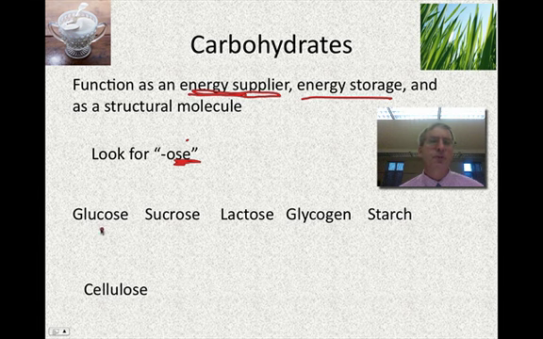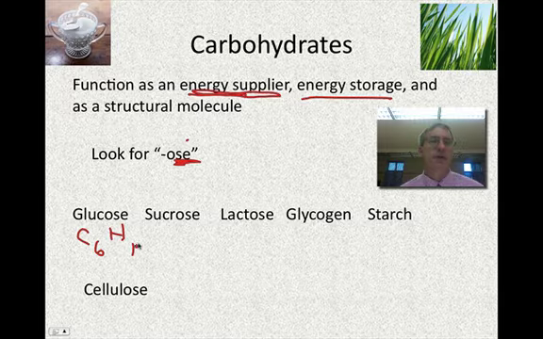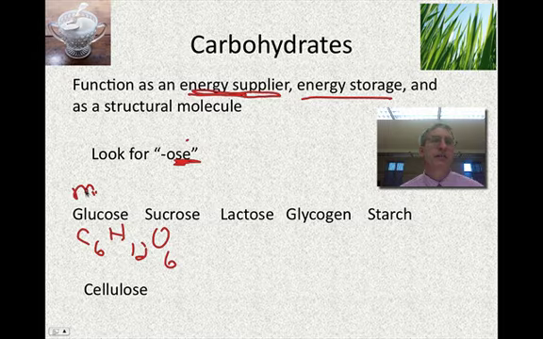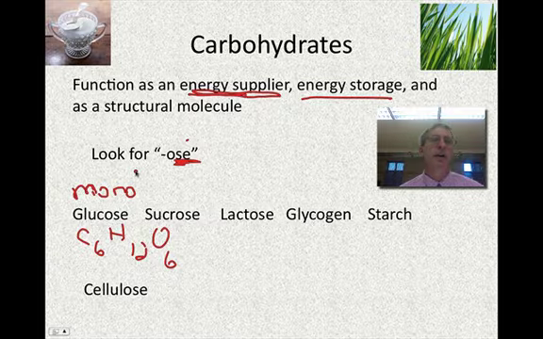So glucose, very, very simple molecule, C6H12O6. Glucose is what we call a monosaccharide. Mono meaning one, glucose is a single sugar.